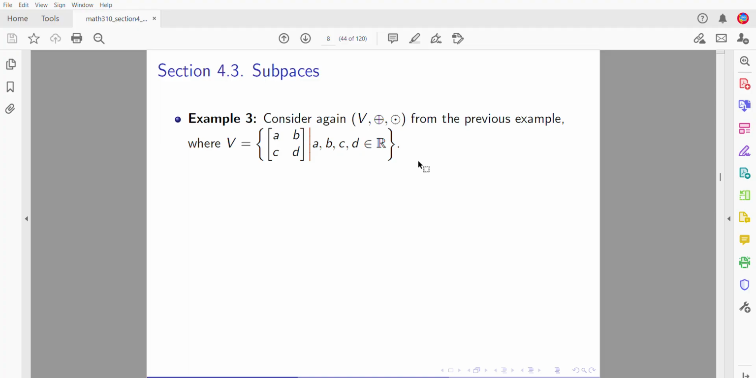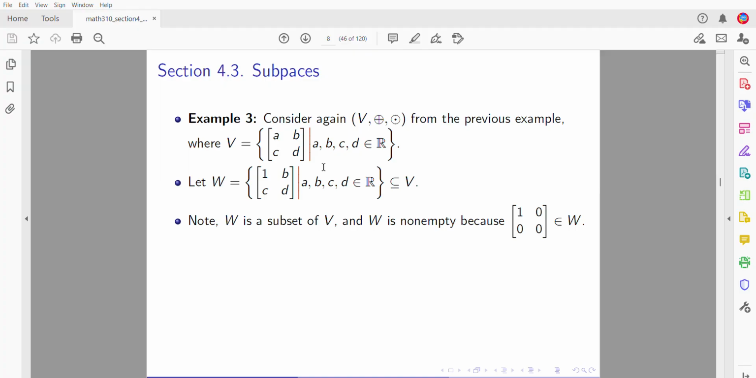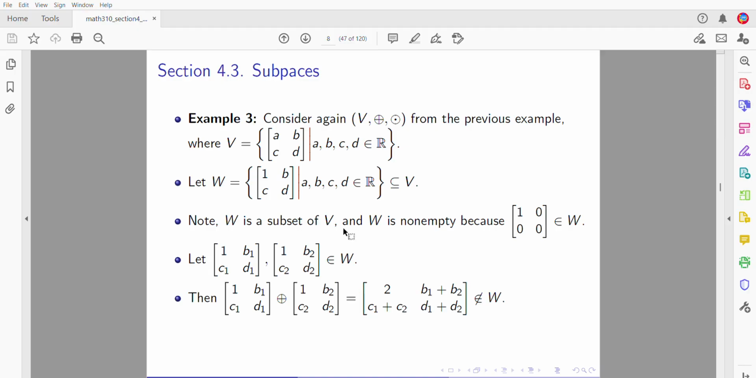Now consider again the same example from before. V being 2 by 2 matrices with real entries, and W now the set of all those 2 by 2 matrices where the top left corner is 1. Let's check whether it is a vector subspace of V. W is a subset of V, and W is non-empty because placing a 1 there and zeros everywhere else is still an element of W. Suppose you take two matrices with top left 1. If you add them up, notice how the top left has become 2.